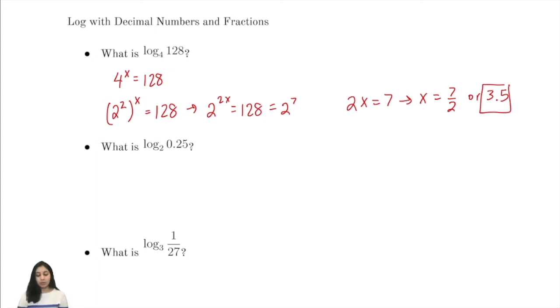Now let's look at another example. What is log base 2 of 0.25? So this might seem a little bit complicated. Whenever you have a decimal, you want to try and convert it to a fraction. In this case, what we want to do is just find log base 2 of 1/4. This makes the problem a lot easier, because now all we have to do is find what power of 2 we need to get 1/4. And this is where we get into negative exponents. In this case, 2 to the power of negative 2 equals 1/4. So x is equal to negative 2, and we have log base 2 of 0.25 is equal to negative 2.